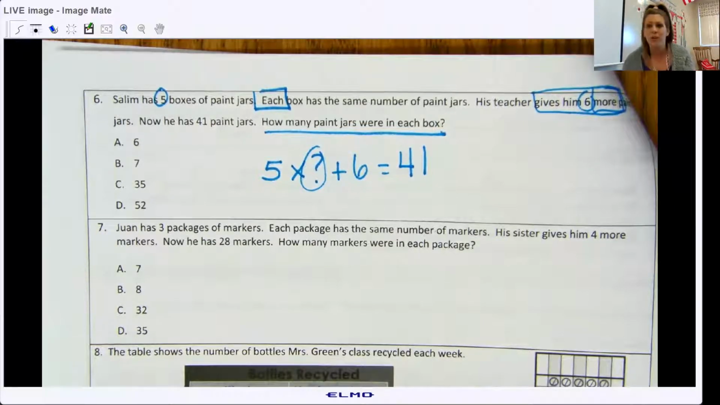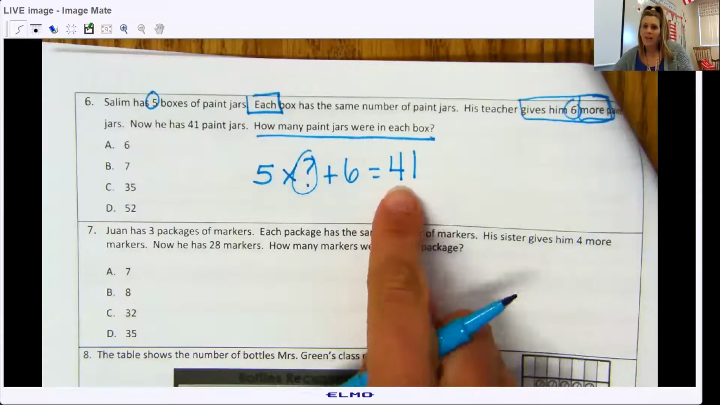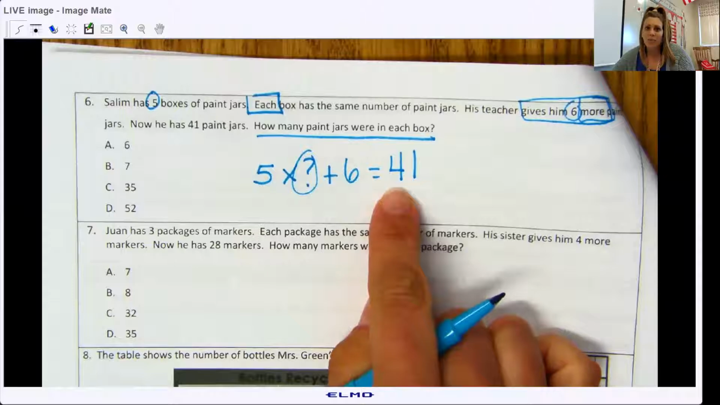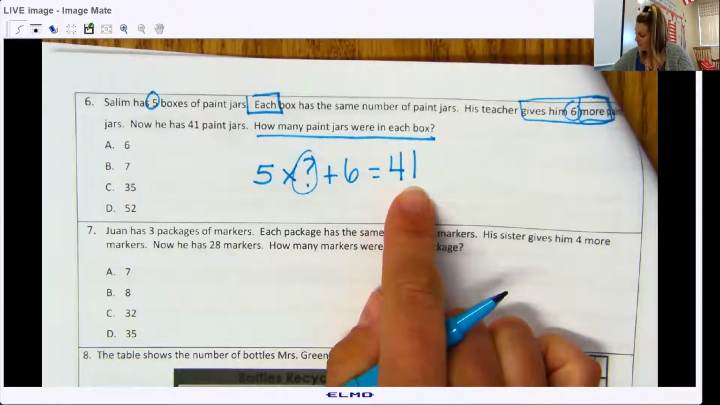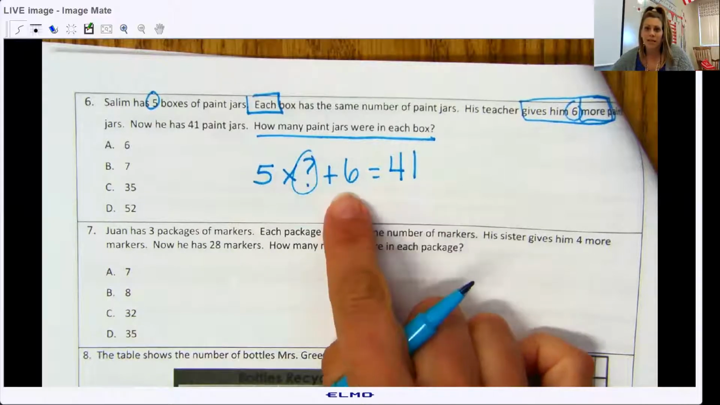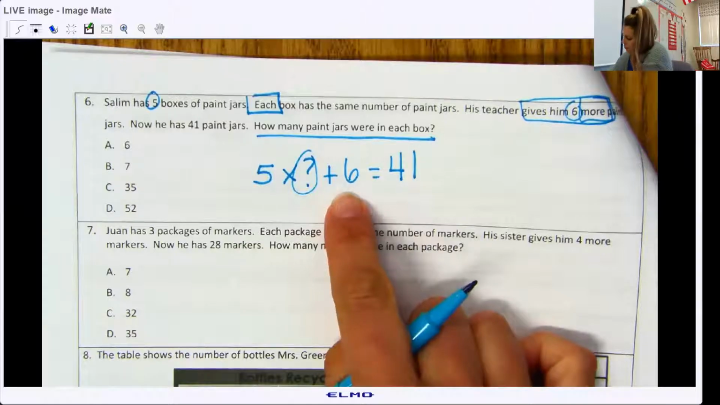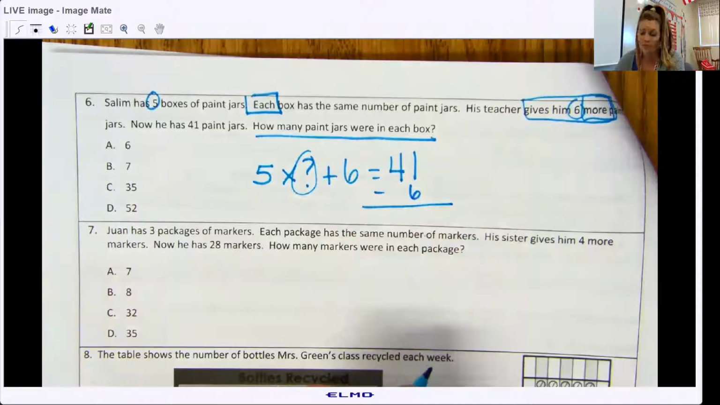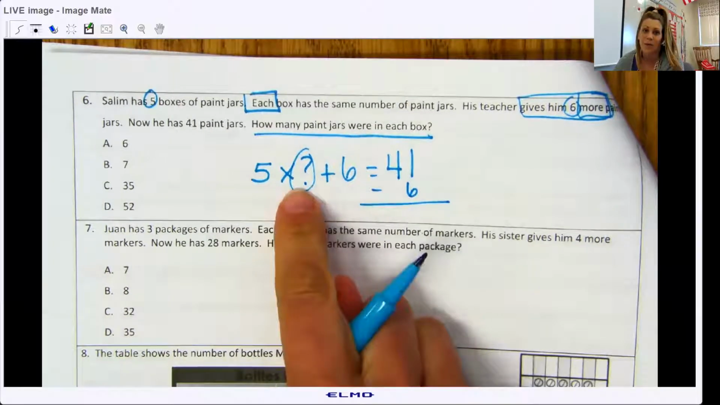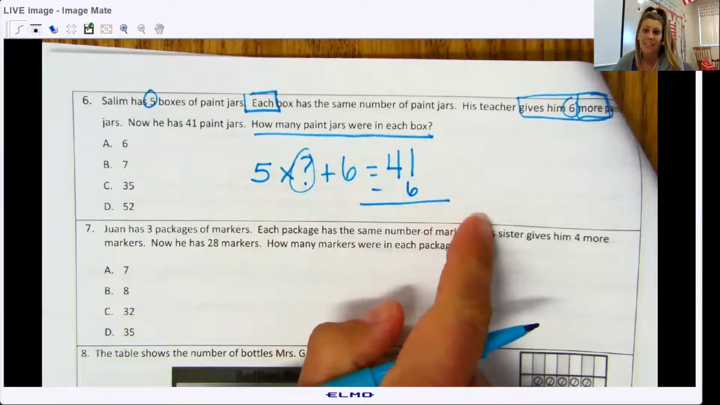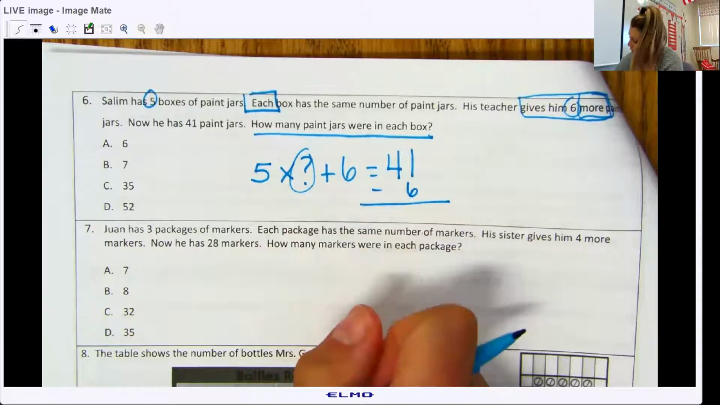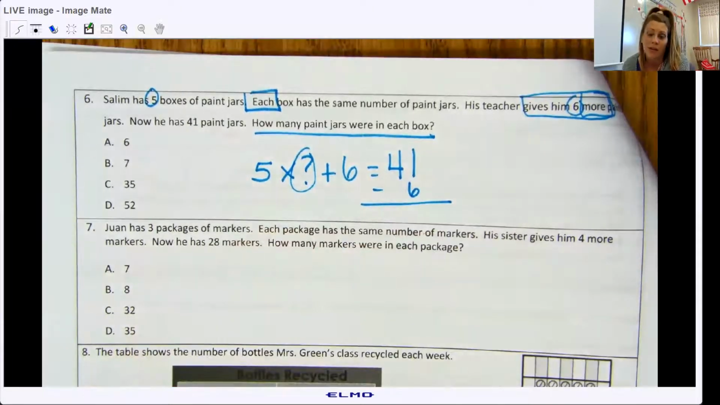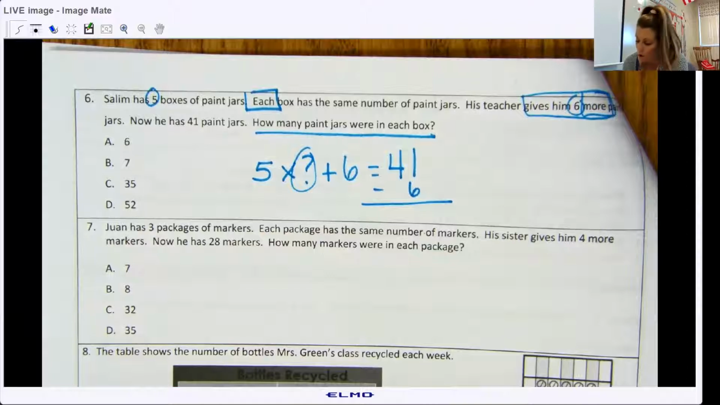All right? So we're going to kind of work backwards. If at the end Salem has 41, that's because his teacher gave him 6. But what if we take away 6? That's going to help us figure out the mystery number and what it would equal times 5. So go ahead and do step number 1. If you haven't already, and you might have done different steps, that's fine. What's 41 minus 6?